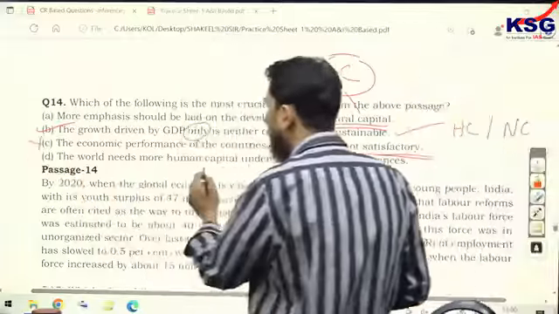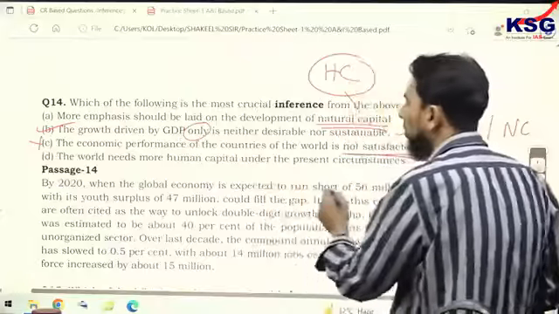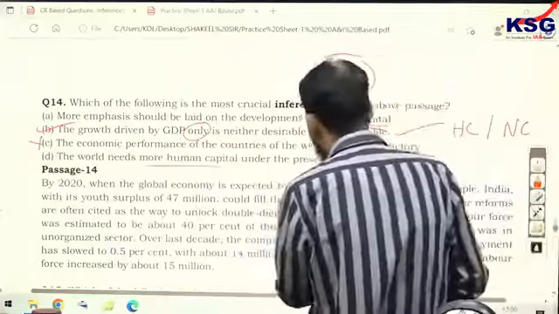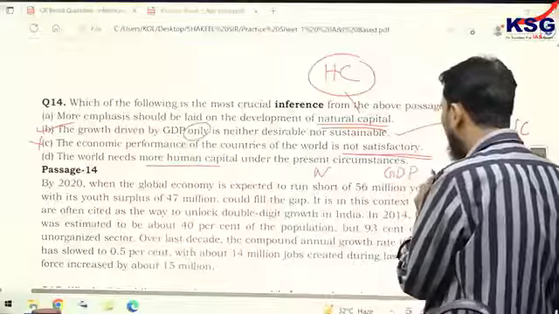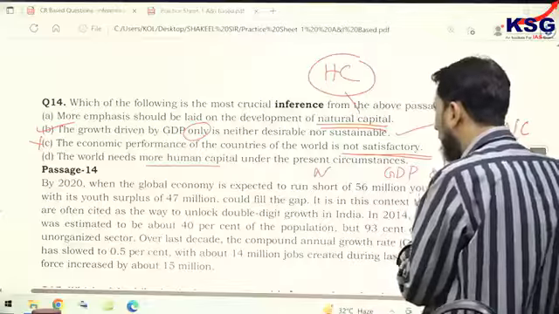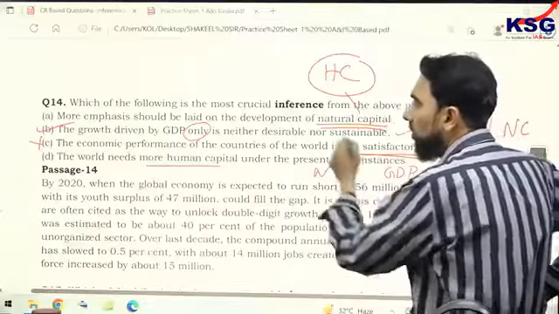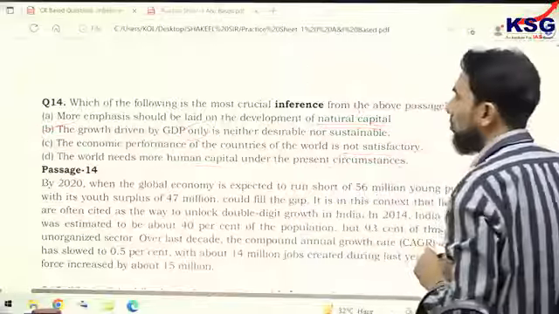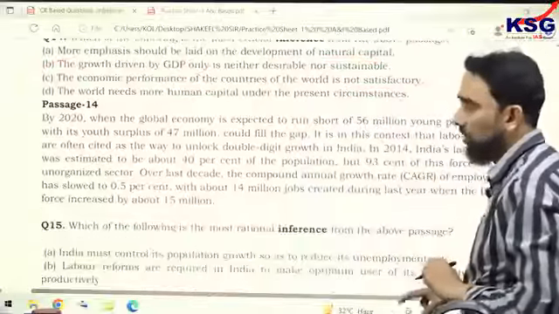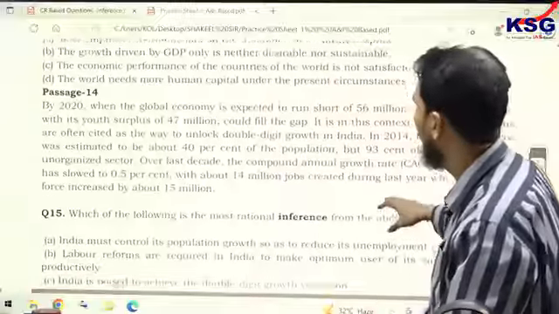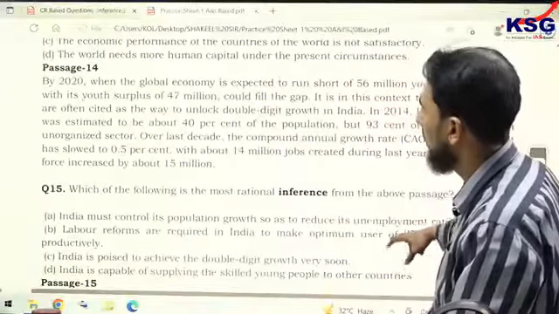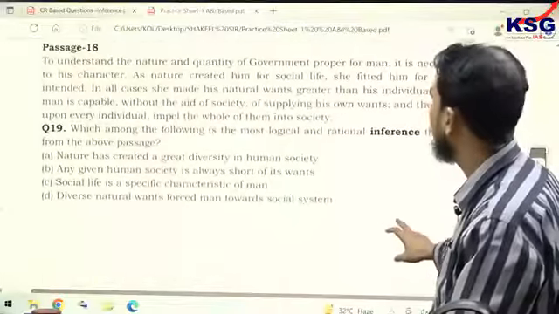D says the world needs more human capital under the present circumstances. More human capital needed, fine, but the natural capital and only GDP driven growth, that is also part of the passage. So the best option is B, that the author intended to say, because most is mentioned. Now we are done. Any other passage? 14 is done. 18 next, the last one somebody has raised, this one.